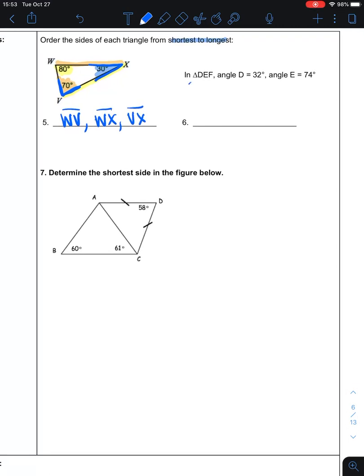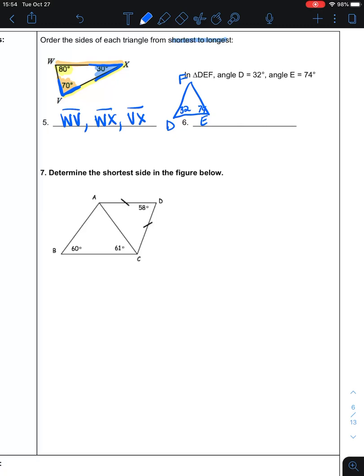Now, what happens when you have only two angles? Well, you have to know all three of them. So again, I don't have a triangle, so I'm going to draw one and just label it. It doesn't really matter what it looks like. This is just for me to be able to keep everything straight. So I have angle D is 32. I have angle E is 74.